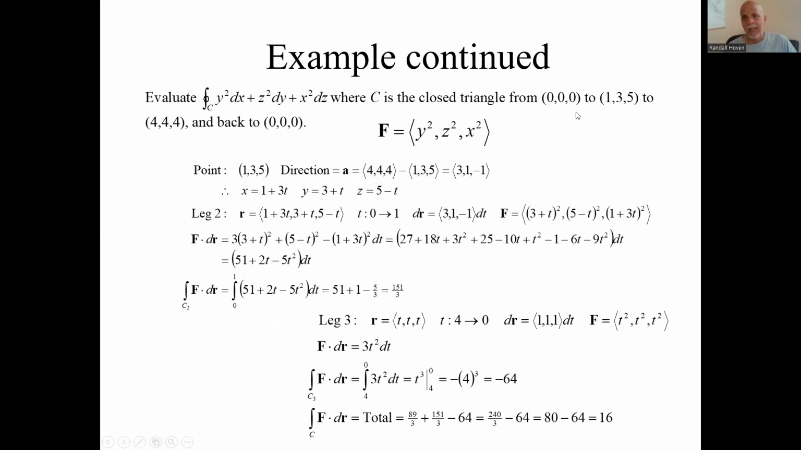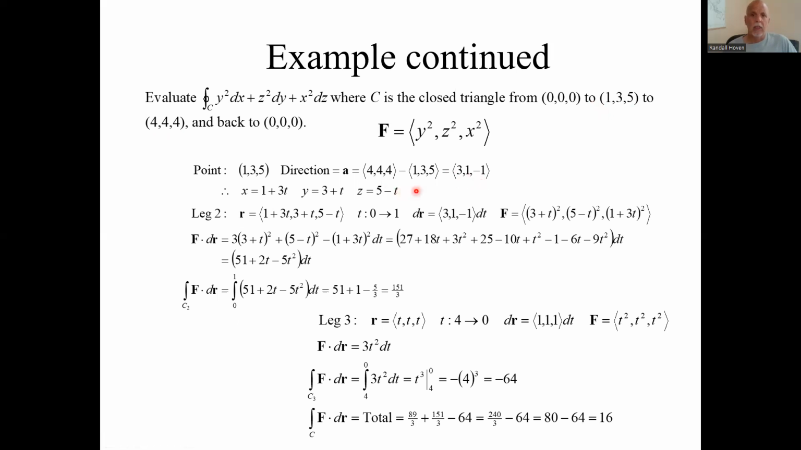The next leg is not so easy. It goes from 1, 3, 5 to 4, 4, 4. So remember, to describe a line, we needed a point and a direction. Well, for the point, we could use 1, 3, 5. For the direction, we've got to take that difference. 4, 4, 4 minus 1, 3, 5. 3, 1, minus 1.